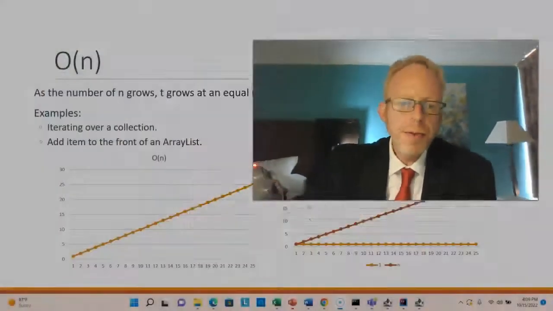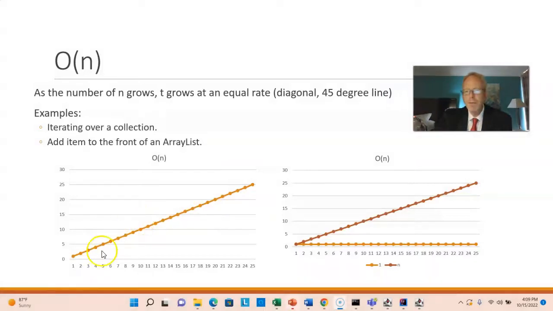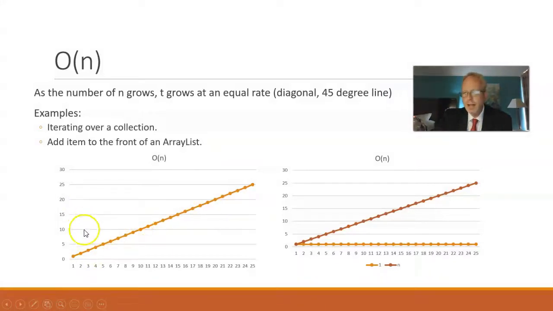A common place where we'll see this is iterating over a collection. So like a for each loop, where we have a collection and we're shaking hands with everything in that collection. So think about that. The more items in that collection, the more handshakes we have to do. Each handshake would essentially be a unit of time. So this ends up coming up as a 45-degree diagonal line, not surprisingly, with n down here on the bottom and t over here on the side.